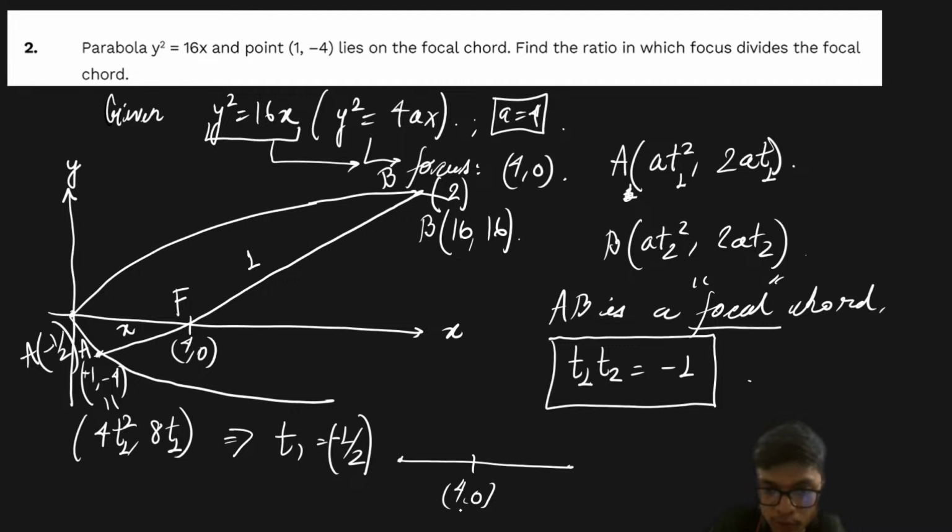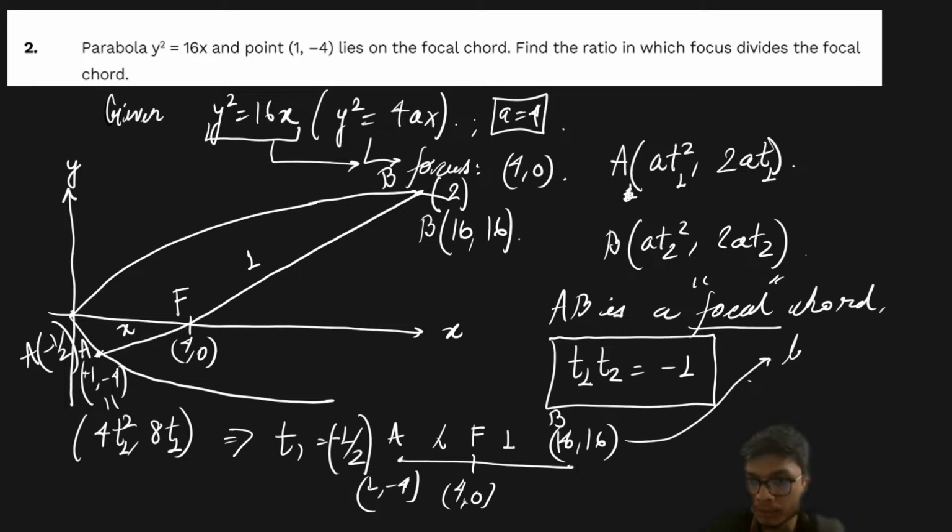So I'm just going to apply the section formula. Our focus is (4, 0), the given point is (1, -4), and this point B is given as (16, 16). So let us say that the focus is dividing in the ratio lambda is to 1. Then I'm just going to use the section formula from coordinate geometry basics.